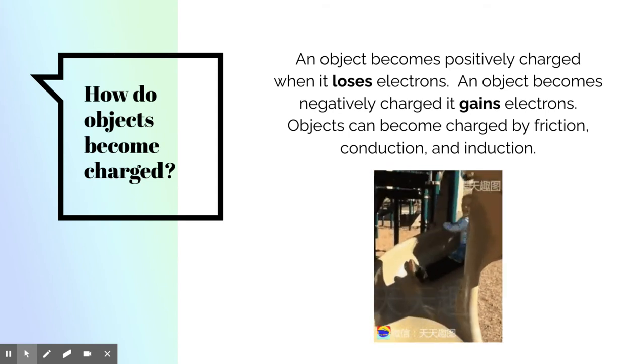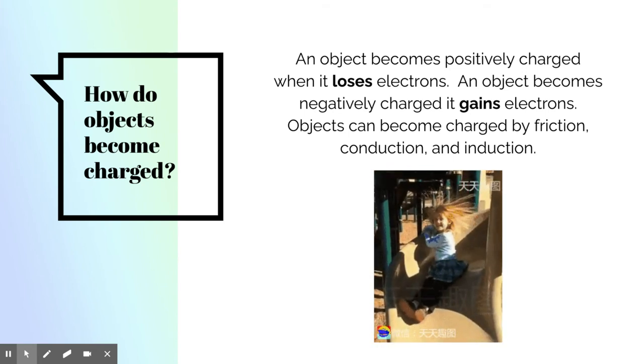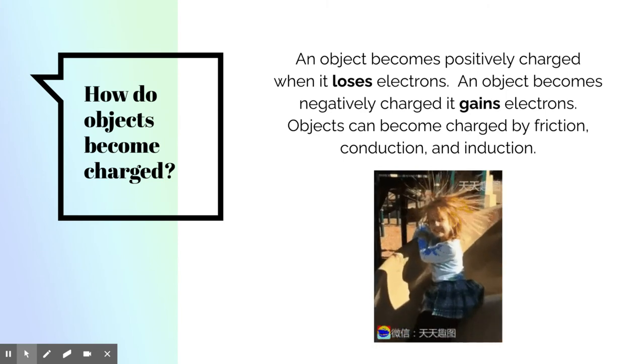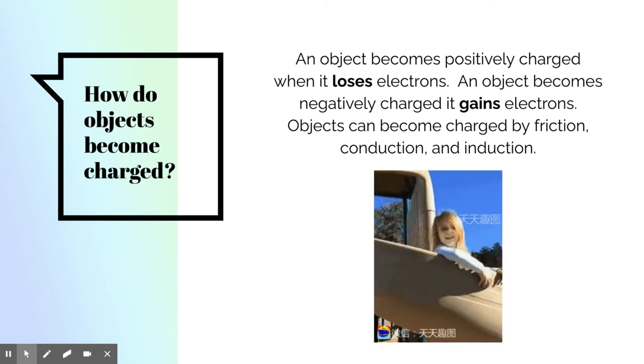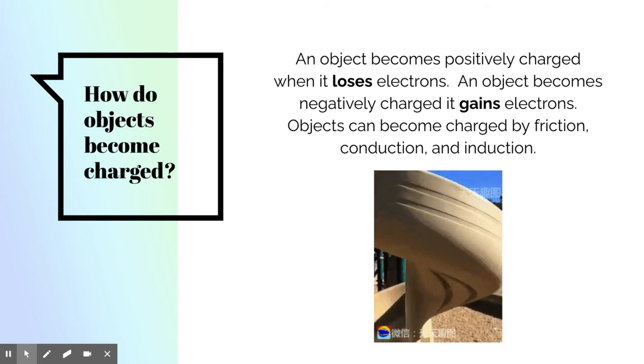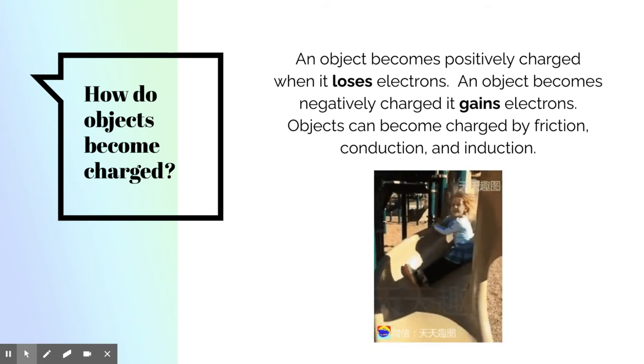Whereas an object will become negatively charged when it gets more electrons. So it gets more electrons than it should have, and now we call it negatively charged. Okay, all right. So that's the basics for electric force.